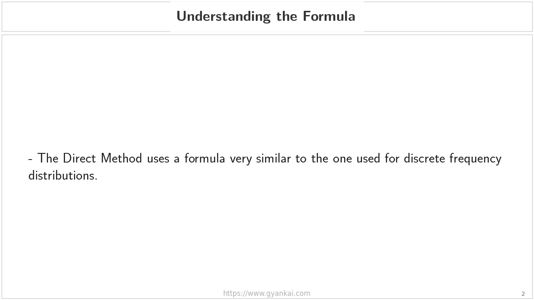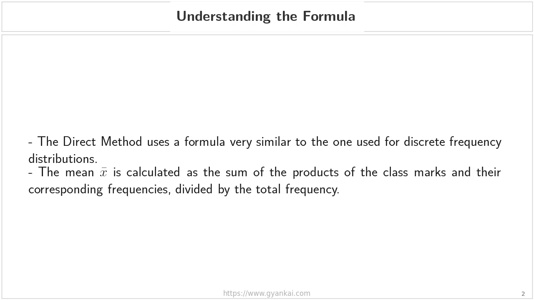Understanding the formula. Now that we understand why we can't use the raw intervals directly, let's look at how we actually perform the calculation. You'll find that the direct method uses a formula very similar to the one we used previously for discrete frequency distributions. To put it simply, the mean, which we denote as x bar, is calculated by taking the sum of the products of the class marks and their corresponding frequencies, and then dividing that entire sum by the total frequency.